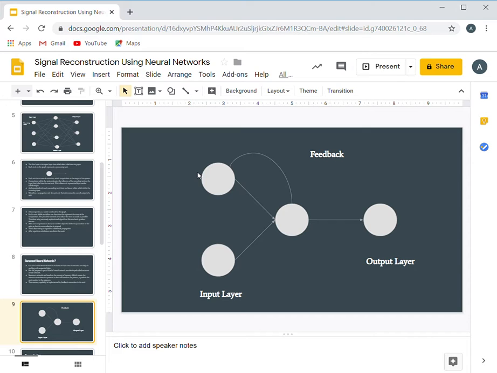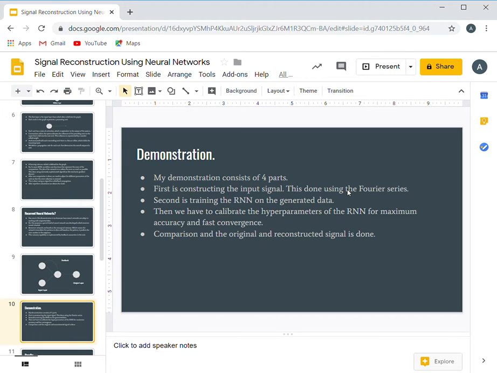How is this done? So simple, if we consider this as a whole unit, and we define batches for the RNNs, meaning how much data in parallel are we going to feed into the system. So my demonstration consists of four parts. First is constructing the input signal. This is done using Fourier series. I've constructed a very simple signal by superimposing four sinusoidal waves.